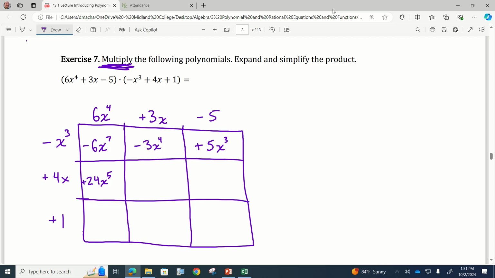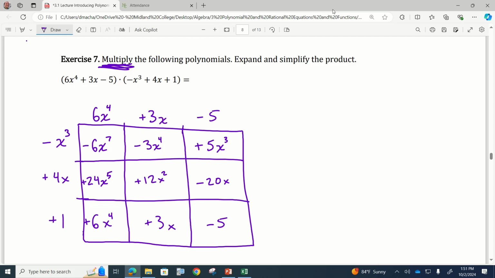And then 3x times 4x is plus 12x squared. And negative 5 times 4x is minus 20x. And all of these things times positive 1 is just going to end up giving me 6x to the 4th, 3x, and negative 5.